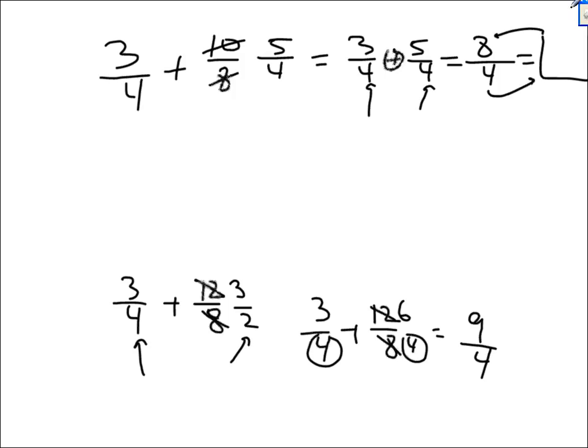4 times what equals 8? 4 times the number in the box should equal the numerator, which is 8. 4 times 2 is 8. So the answer is 2. 3 over 4 plus 10 over 8 equals 2.